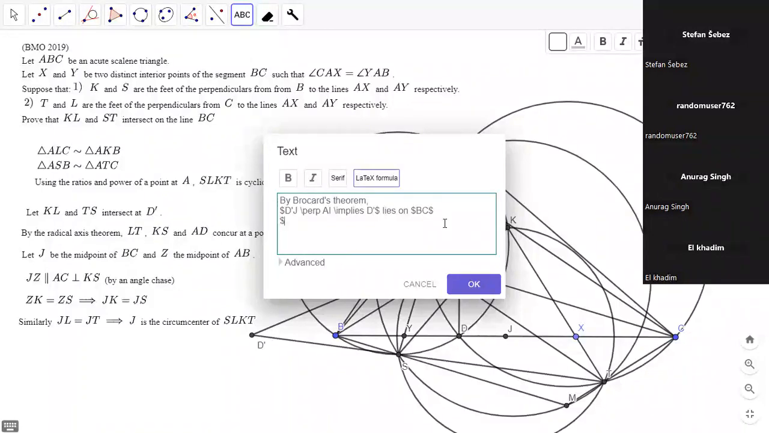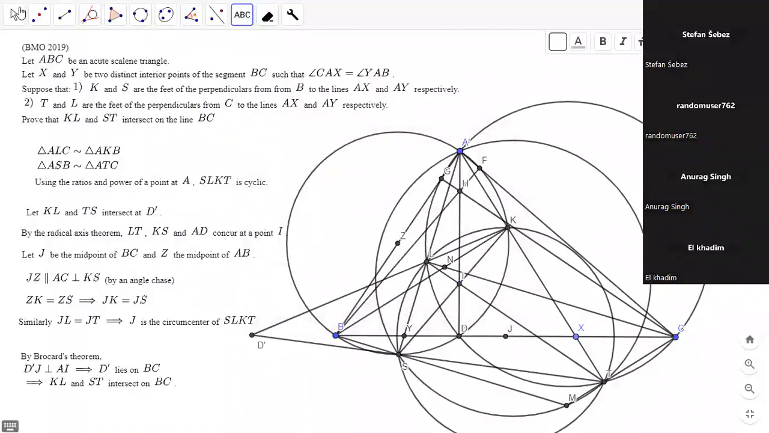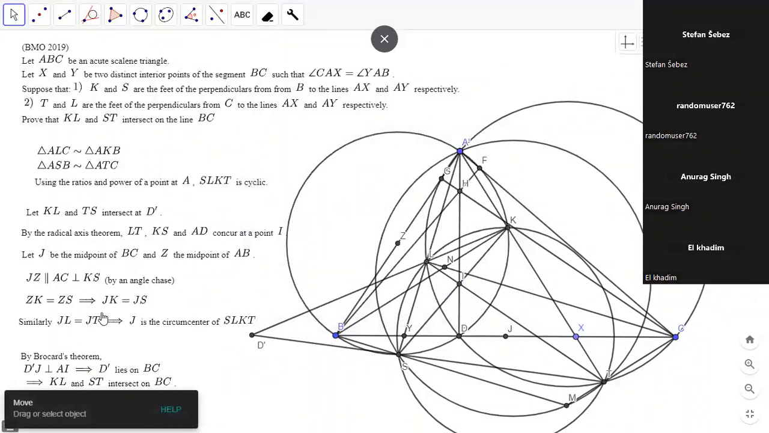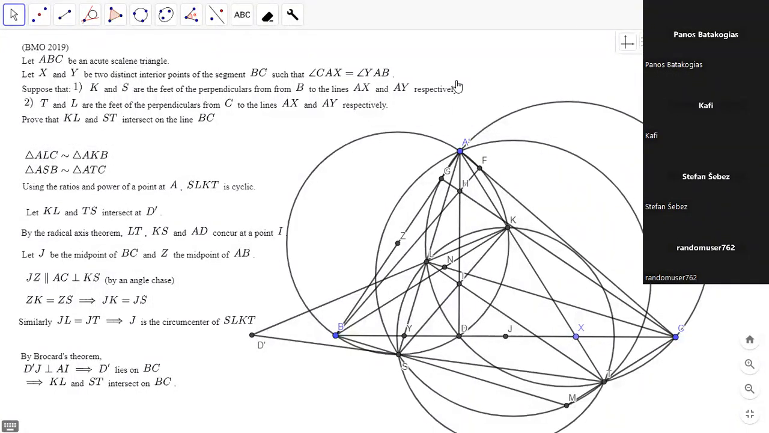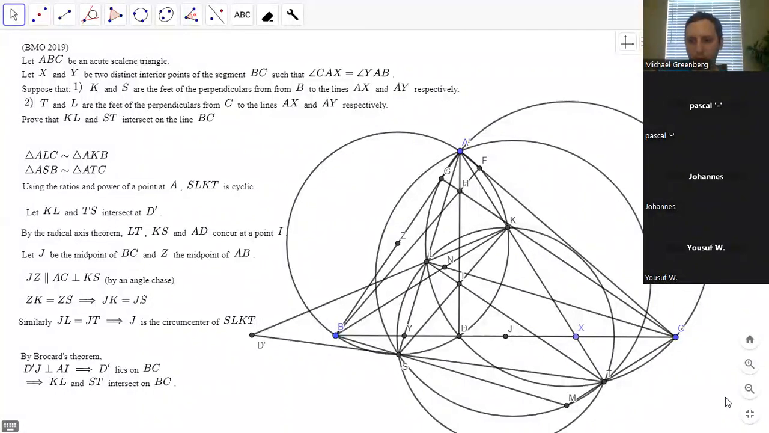BC, and that means that KS, KL, and ST intersect on BC. All right. So that solves the problem. Did we miss anything here? I think we got it all, right? Yeah. All right, that was fun. So let's move on.